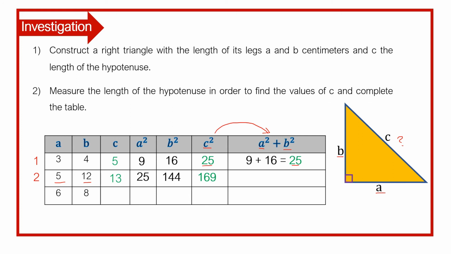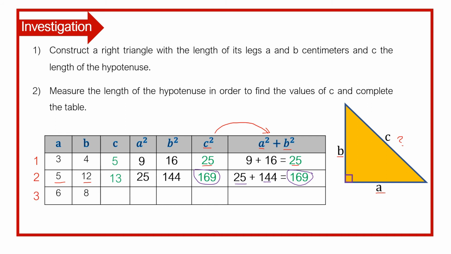Now let's get A squared plus B squared. A squared is 25, B squared is 144. You can see that the sum of A squared and B squared is 169, and also c squared is 169. You can see that c squared is equal to a squared plus b squared.